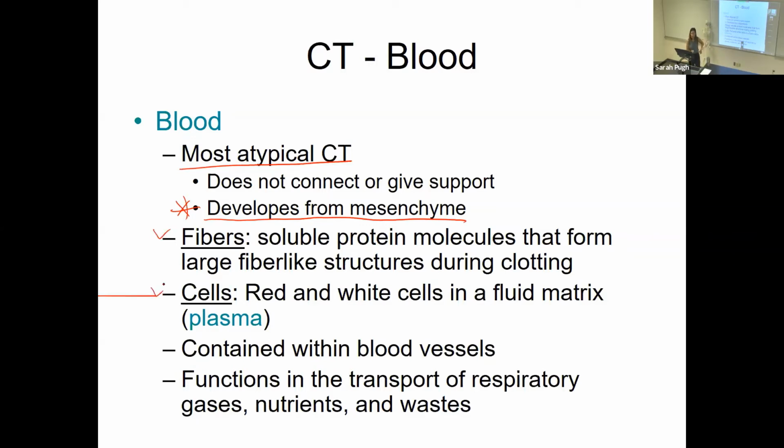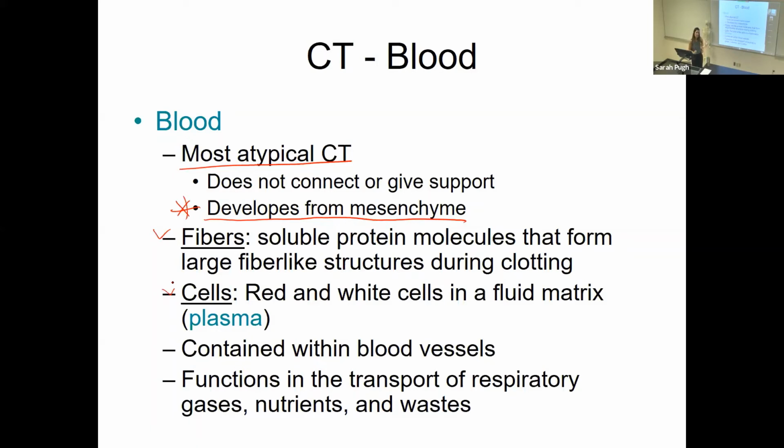The type of cell, again, remember, this is very atypical. So our cell type is basically red and white blood cells. So remember, they don't follow the blast site rule, the immature and mature cell rule. Instead, we have hematopoietic stem cells and then mature blood cells. Okay, so we have blood cells that are found in plasma.